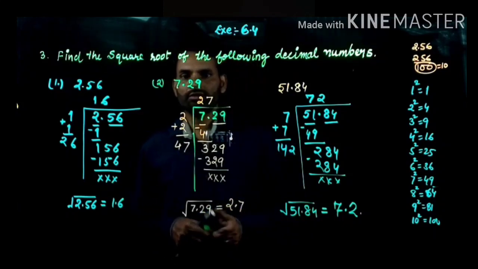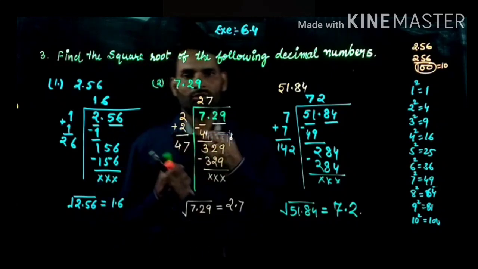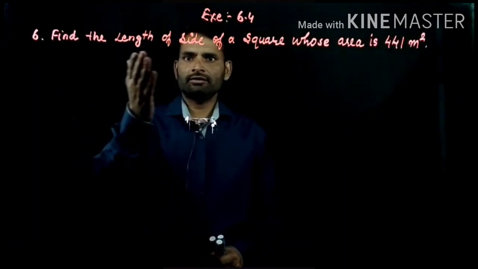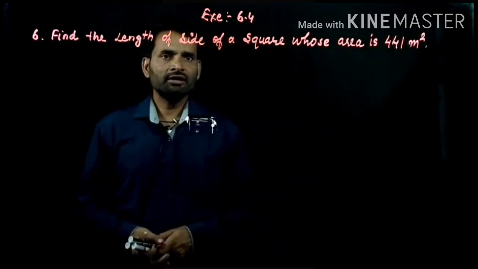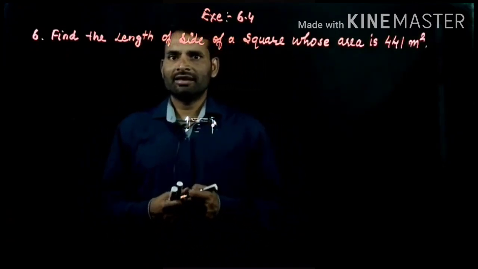Total 5 questions, 3 questions I will solve and 2 questions will be your homework to try. Next question: find the length of the side of the square whose area is 441. The question number 6. Okay, they give the question to find the length of the side.